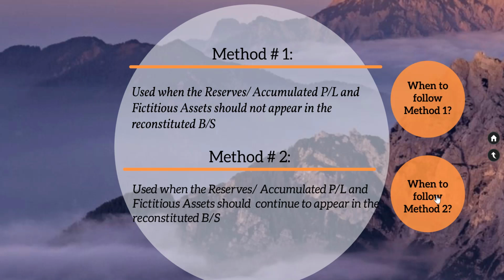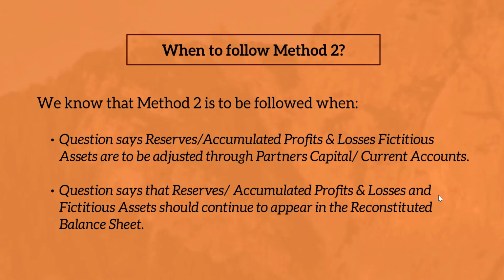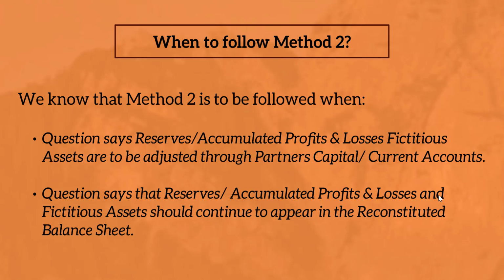So when do we follow method 2? We know that method 2 is to be followed when the question says reserves, accumulated profits and losses, and fictitious assets are to be adjusted through the partner's capital or current accounts. Or the question may say that the reserves, accumulated profits and losses, and fictitious assets should continue to appear in the reconstituted balance sheet. So in either of these two cases, we know that we have to follow the second method.